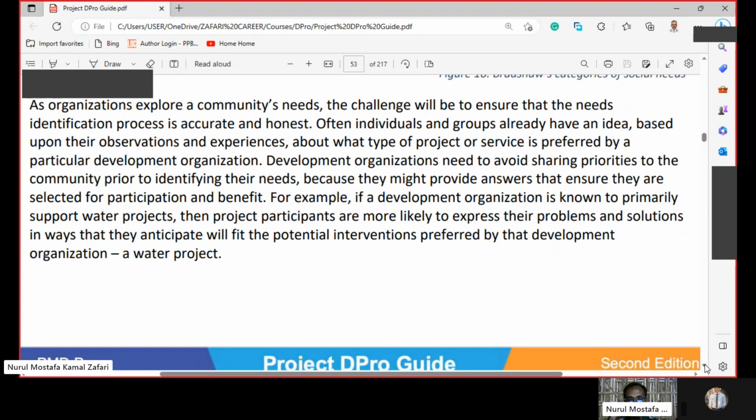For example, if a development organization is known to primarily support water projects, then project participants are more likely to express their problems and solutions in ways that they anticipate will fit the potential interventions preferred by that development organization. A water project.